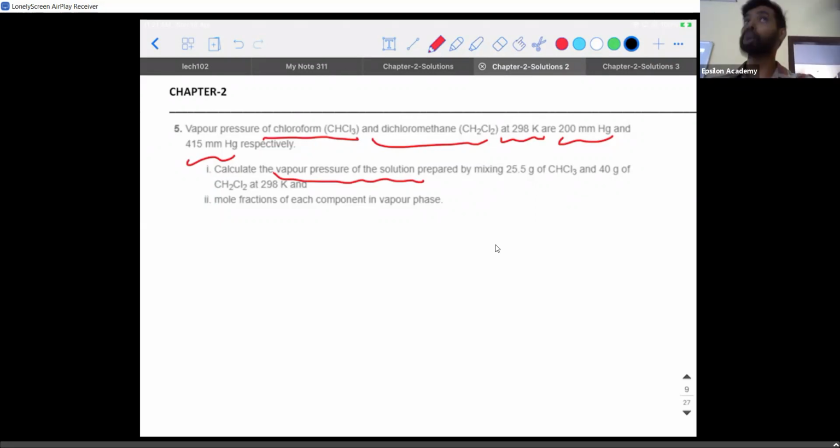Now, obviously, for total vapor pressure, we need to know the individual vapor pressures, PA and PB. So the solution is prepared by mixing this much amount of CHCl3 and this much amount of CH2Cl2. First, do that. Then you go for it.